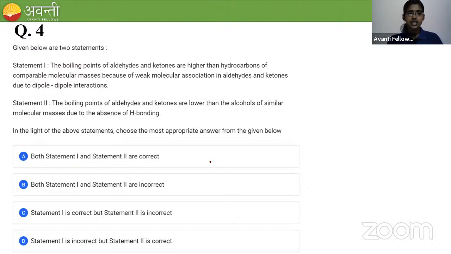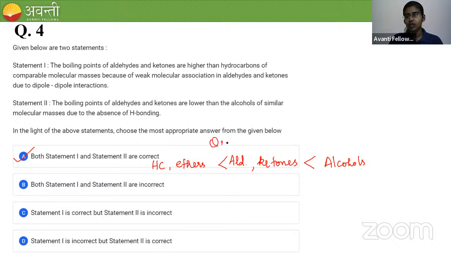So both the statements are correct. So option A is correct. Aldehydes and ketones both have lower boiling points compared to alcohols. But they have higher boiling points when we compare with hydrocarbons and ethers. This is the order of boiling point which we have to use to find out the answer. Got it clear? Shall we move on to the next question?